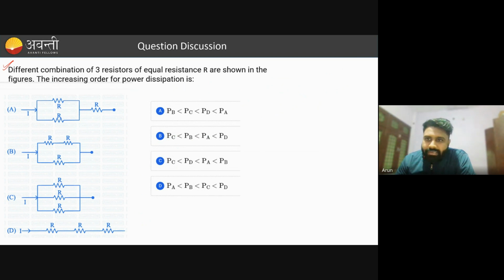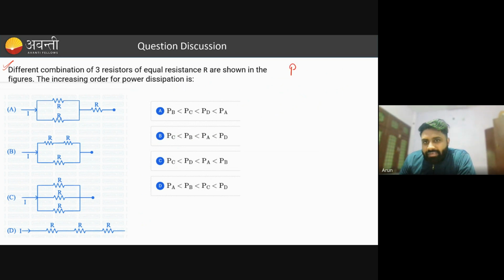Okay, so focus on this question. Different combinations of three resistors of equal resistance capital R are shown in the figure. The increasing order for power dissipation is.